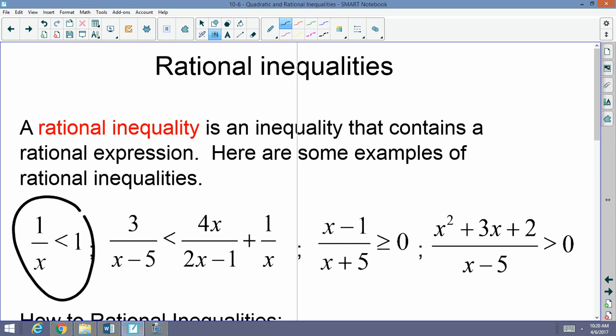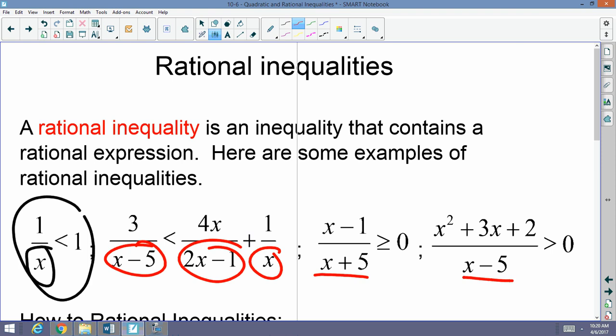This guy right here, because the x is in the denominator. This guy, because you have x's in the denominator. Oh, and that one too. Here you have x's in the denominator. Here you have x's in the denominator. So whenever you have an expression or an equation or an inequality, in this case, where you have x's or variables rather, not just x, variables in the denominator, that's a rational expression.